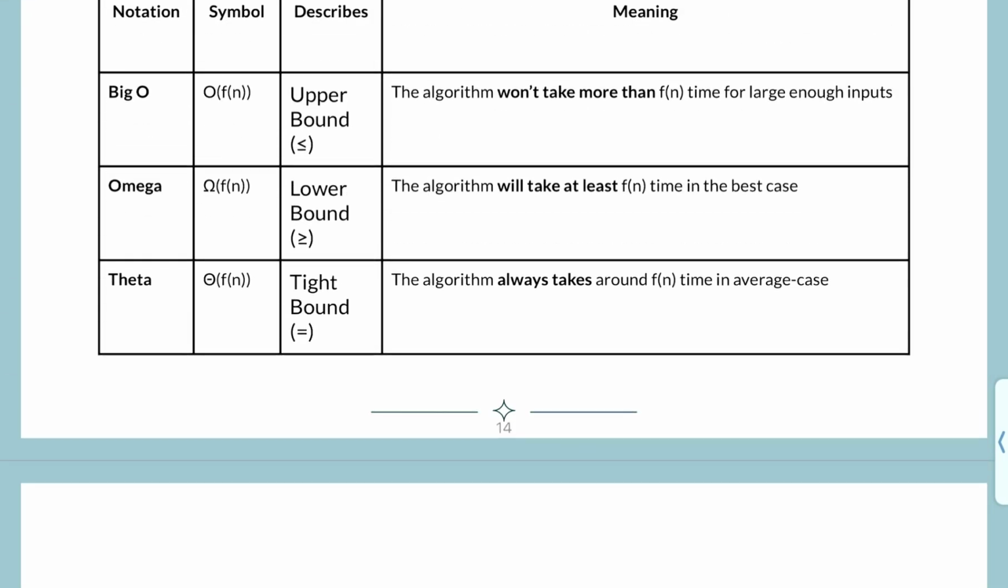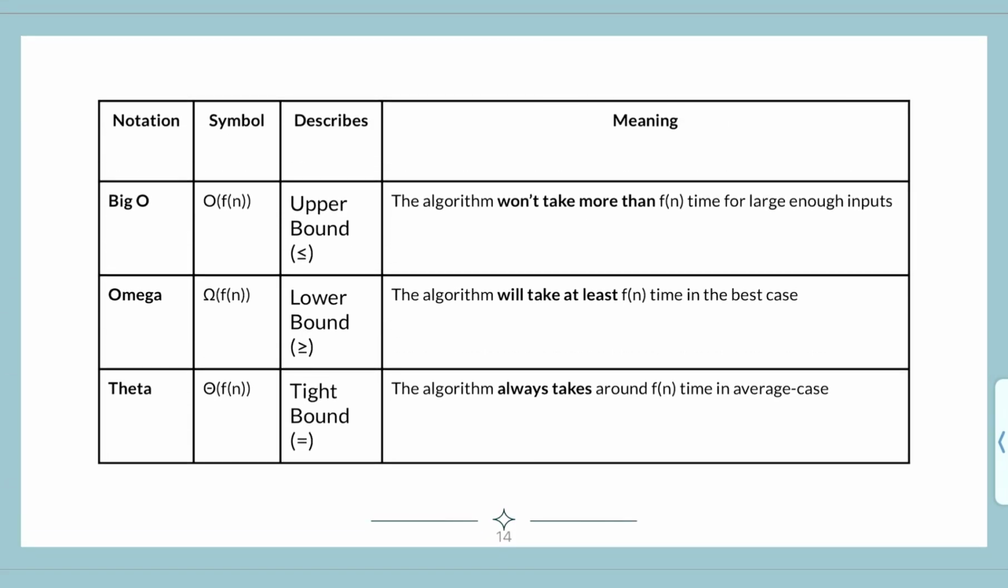Based on this, there are three features: big O, omega, and theta. Big O describes the upper bound. That is, it is the worst case scenario. That is, the algorithm would not take more than this for any number of inputs that you give. This is the worst case performance of the algorithm. That's what big O denotes.